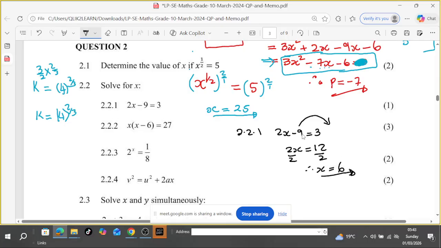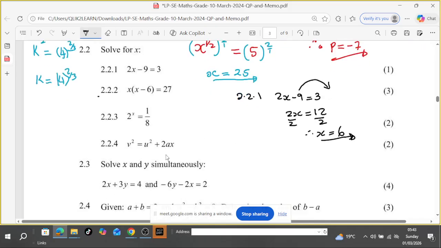Okay. So now look at this, 2.2.2. This is 3 marks. On this 2.2, if this is equated to 0, then you can say x equals 0 or x minus 6 equals 0. Then when you solve, x will be 6. But now it is not equated to 0.